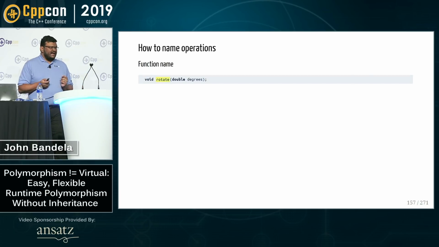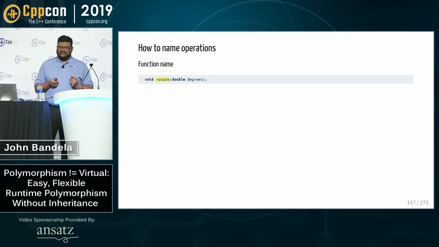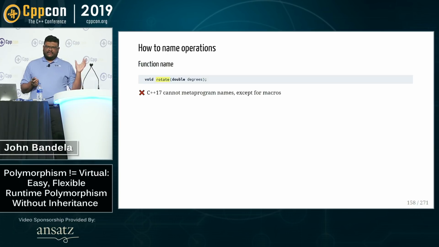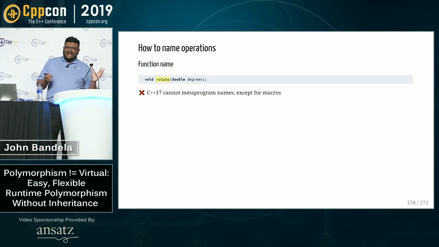We can use a function name, void rotate, right? And we're all familiar with it. What's the problem with using function names? Well, it turns out C++17, unless you use macros, can't metaprogram names. If I tell you, here's rotate, what can you do with it? Not a whole lot unless you're using macros.